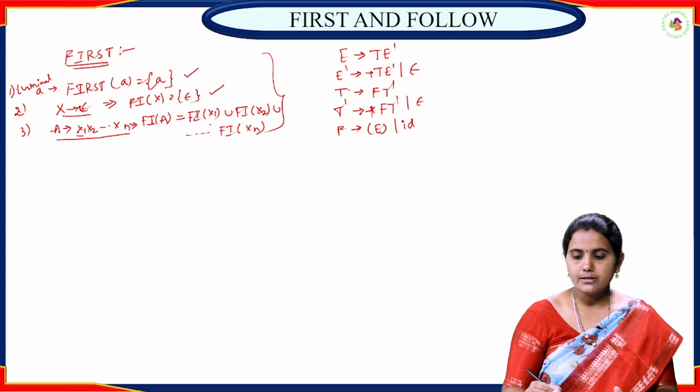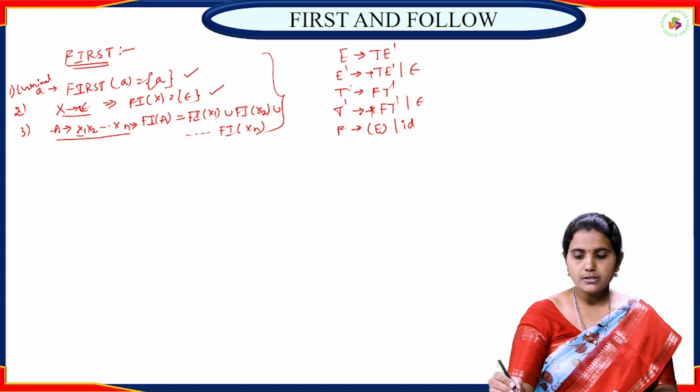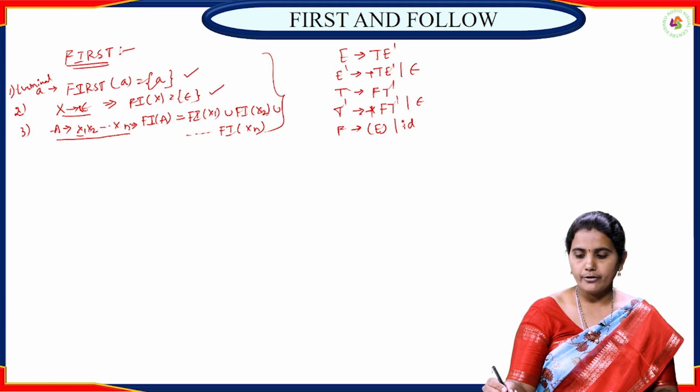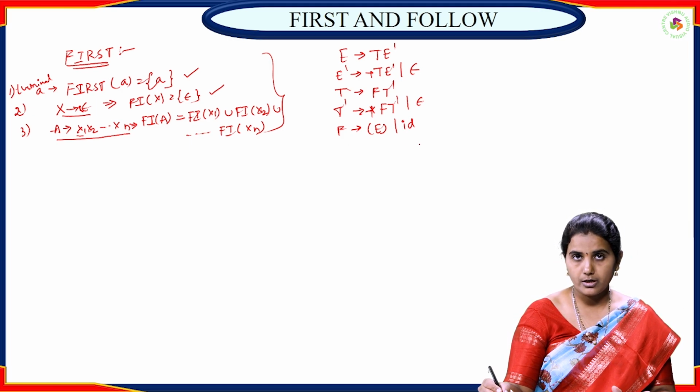Let us understand a simple example. E implies T E dash. E dash implies plus T E dash or epsilon. T implies F T dash. T dash implies star F T dash or epsilon. F implies within the brackets E, or ID.